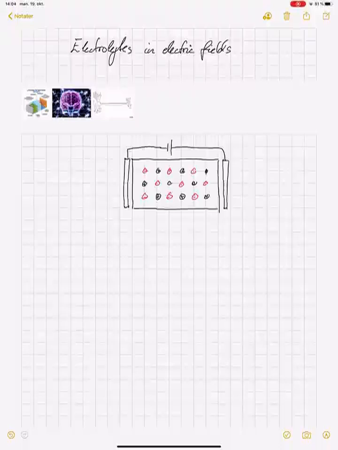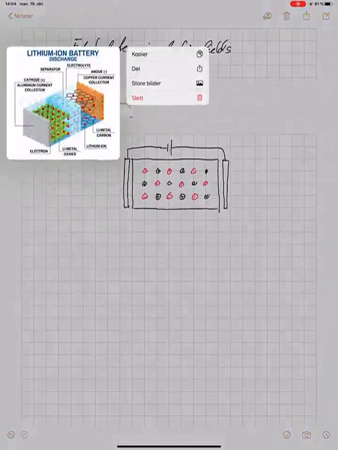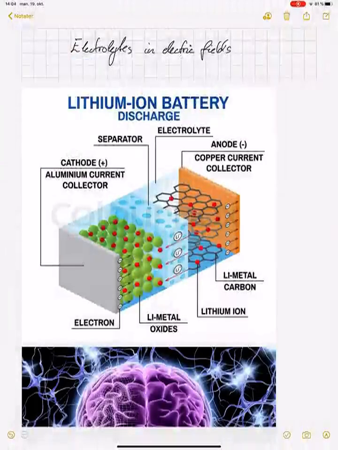So now I'll talk about an example about electrolytes in electric fields, and this is where we're going to apply chemical potential. Electrolytes are systems where ions are mobile and can carry charge.